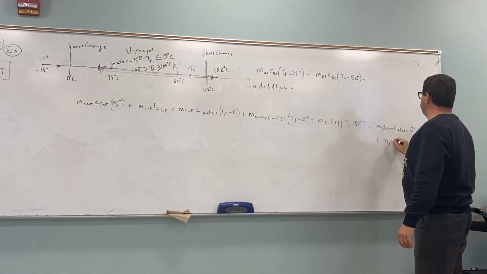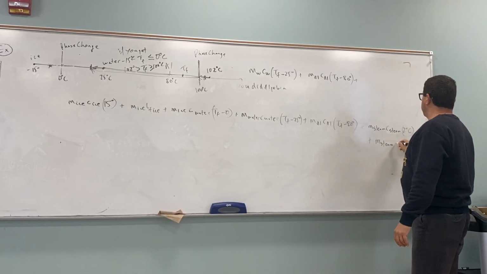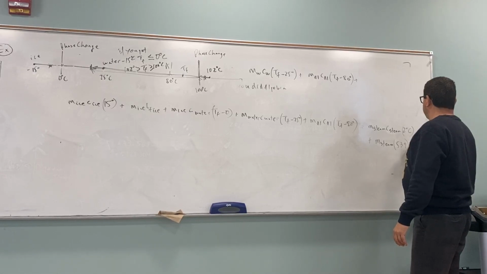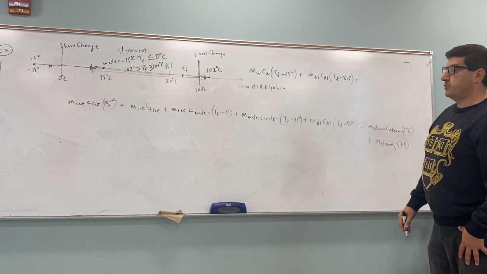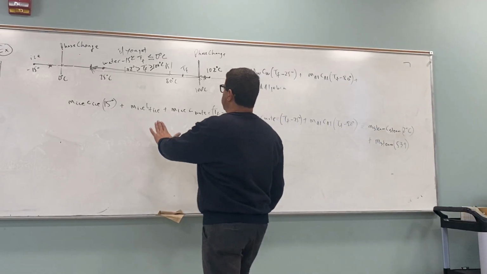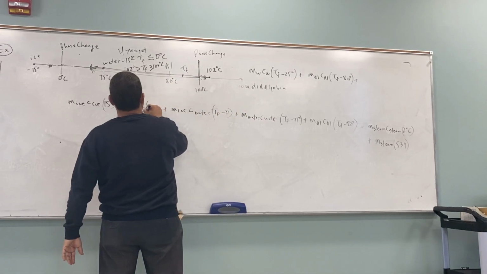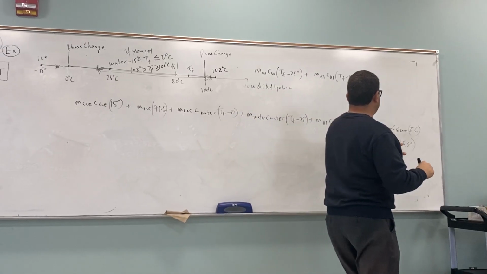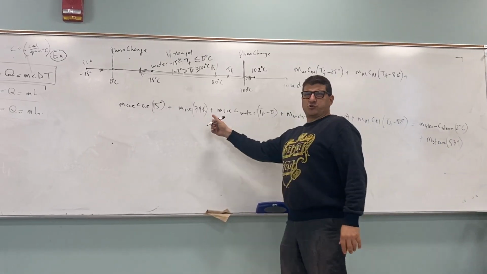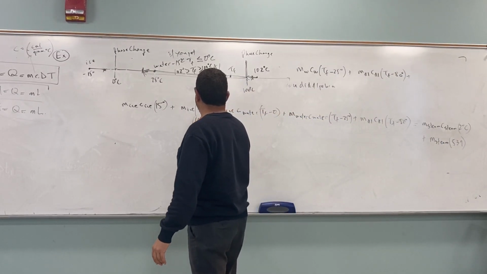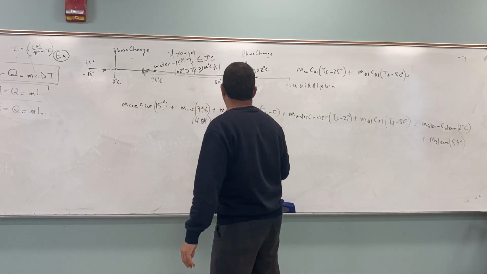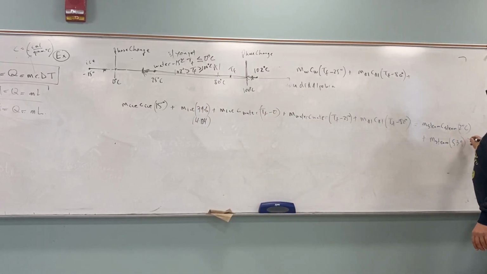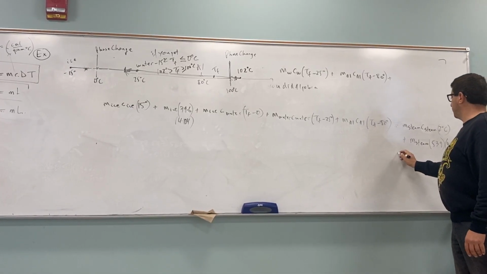Plus mass of steam, heat of vaporization of steam, which is what? 539. Oh, but then we have to change that to what? So let's put in the heat of fusion of ice, 79.6. Here we have to put 539, but we changed that to joules, right? So we multiply it by 4.184, and then we change this to 4.184, right?